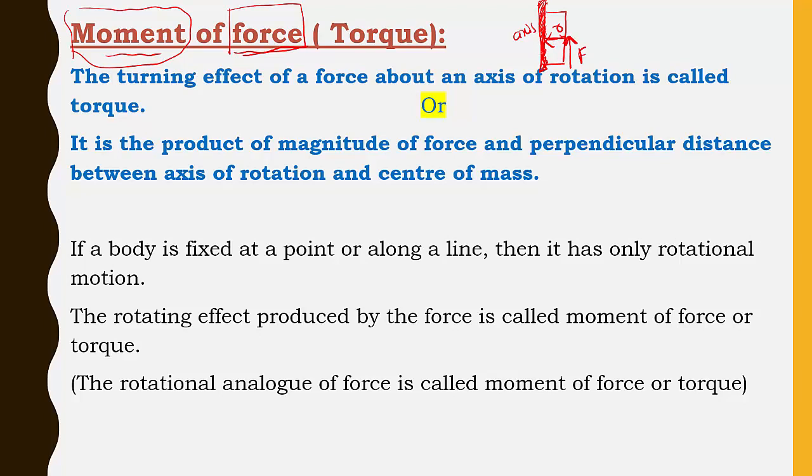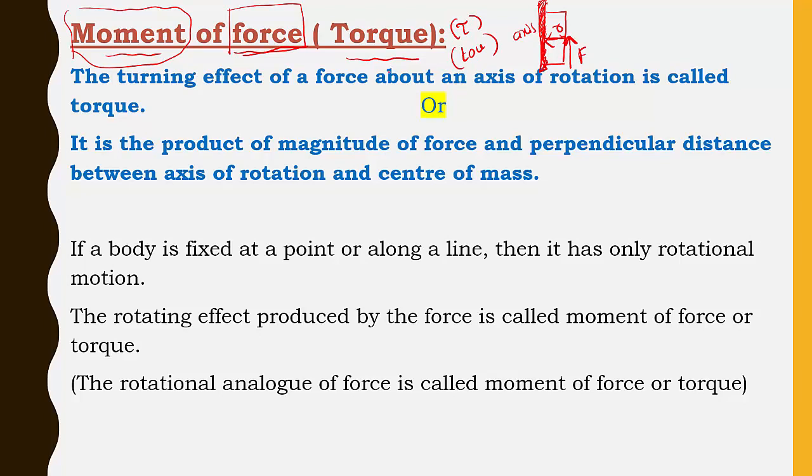Moment means at a certain distance. At a certain distance, we are going to apply force that gives torque. So torque is also called as moment of force. Torque is generally denoted by the symbol tau. It is not T. What is it? It is tau. Tau indicates torque.